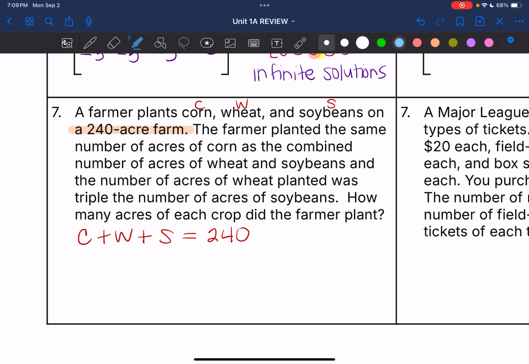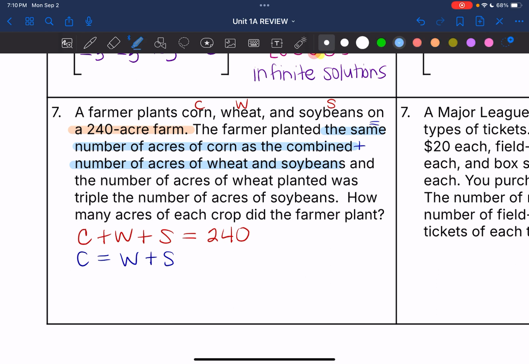The farmer planted the same number of acres of corn as the combined number of acres of wheat and soybeans. So anytime that I see the word same, to me, that means equal sign. So he did the same number of acres of corn. So corn is going to have to be equal to something as the combined number of acres of wheat and soybeans. So combined, when I combine 2 things, that means that I'm going to add. So they're wanting us to combine wheat and soybeans. So that's going to be W plus S. Corn equals W plus S.